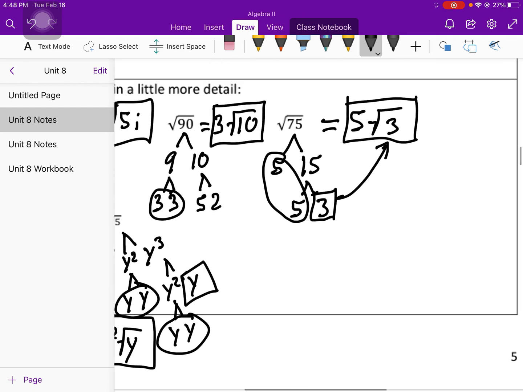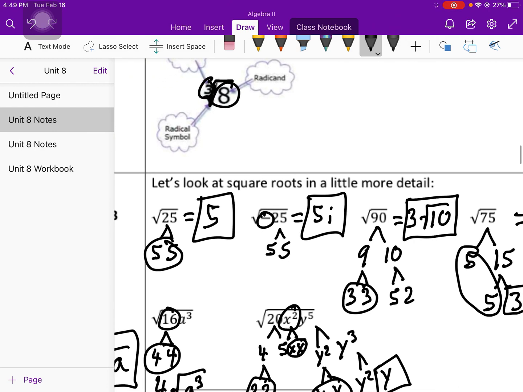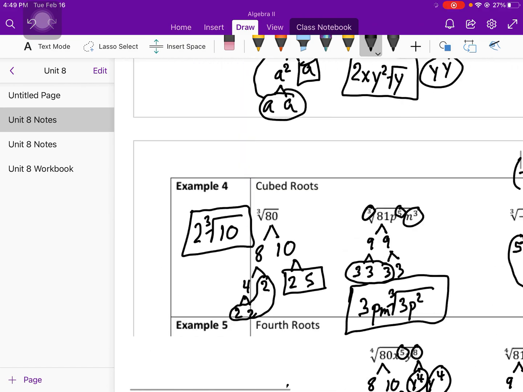And I should have put that up here too with this one. So yes, we would get 5i, but we are not going to worry about the i's in this unit as much. We're going to just think of this as no real solution. Our focus is going to be on getting real solutions with these because we are going to end up solving for x eventually, as we'll see.